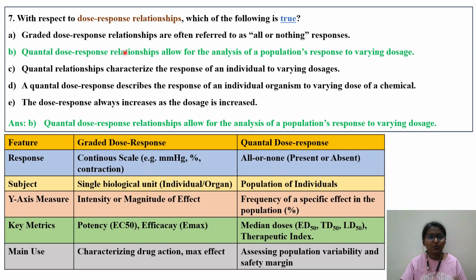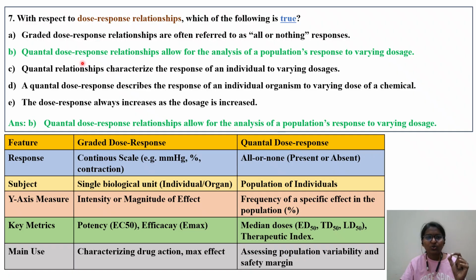Okay. Next one is question number 7. With respect to dose response relationship, which of the following is true? We need to identify the true statement. Graded dose response relationships are often referred to as all or nothing responses. Actually, all or none, where either an effect is present or not present, comes under quantal dose response. It is not graded dose response.